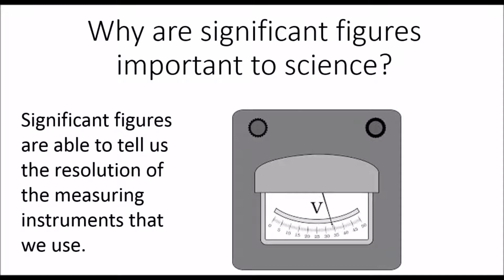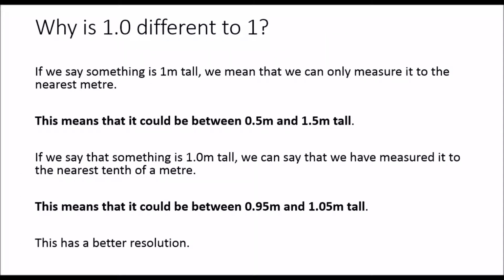Okay. If I had a voltmeter that can measure 1/10 of a volt, that would be much better because then I could measure whether a number would be 1.1, 1.2, 1.3 rather than just 1. Okay. So this goes on to why is writing 1.0 different to writing just 1?